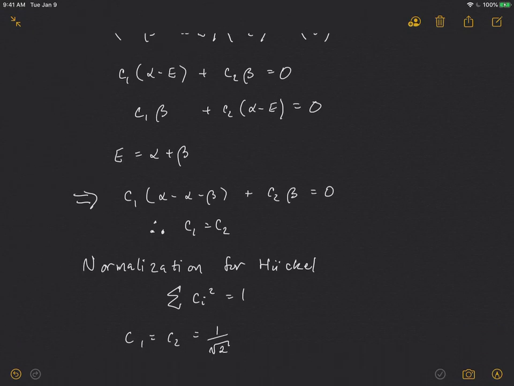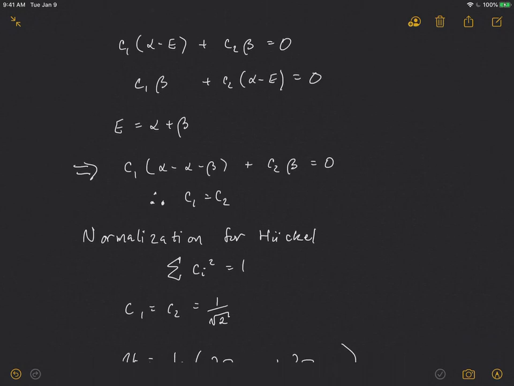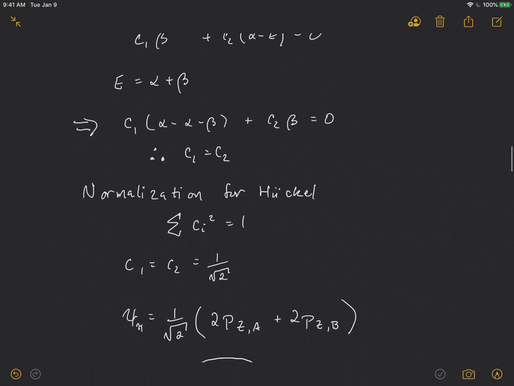Now we can impose a normalization scheme. Typically for Huckel, we use that the sum of the squares of the coefficients has to be equal to 1. Again, that's just a standard method, although it's not taking into account the overlap integral like we were talking about in the case of H2 plus. So there is some overlap, but we're sort of ignoring that. And we have this simplified normalization scheme for Huckel, where we just say the sum of the linear coefficients squared has to be equal to 1.